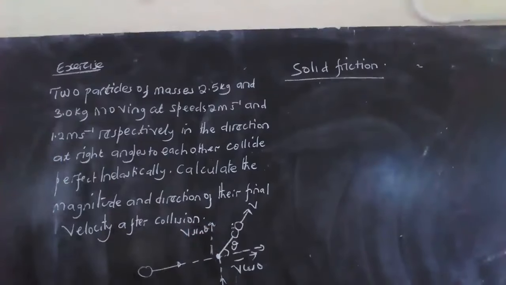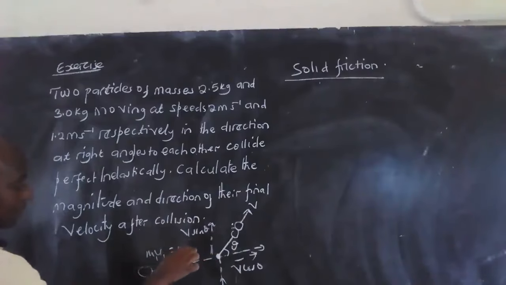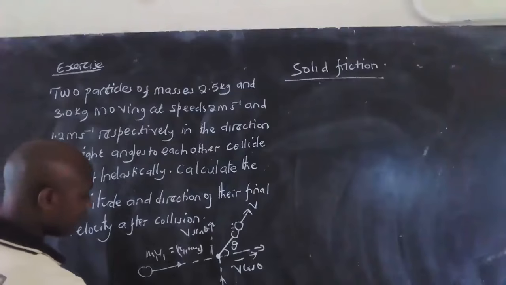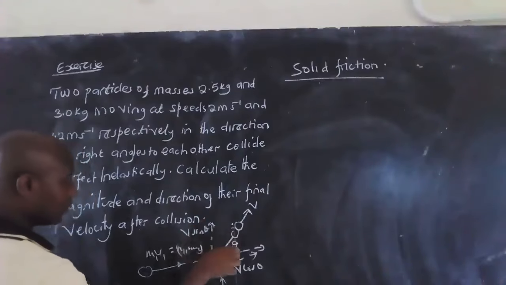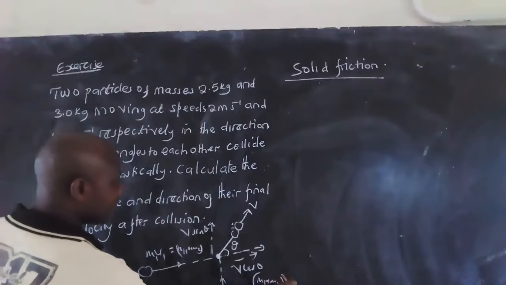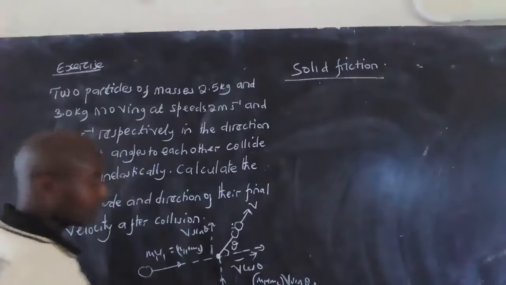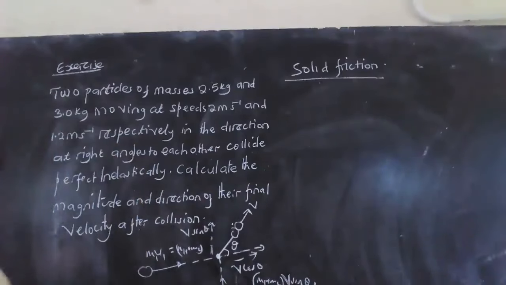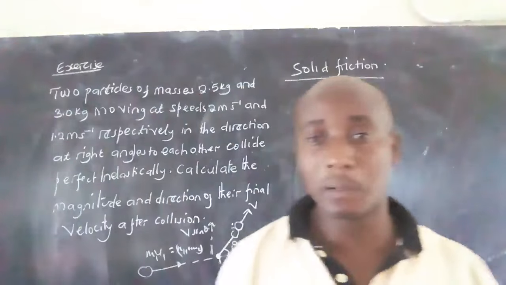So now, what you do here is that for the horizontal we should have M1 U1 equal to (M1 + M2) times V cos θ. Then vertically we shall have M2 U2 equal to (M1 + M2) times V sin θ. So under vertical motion there is initial momentum, and under horizontal motion there is initial momentum.